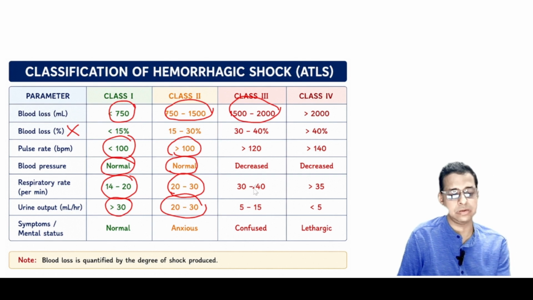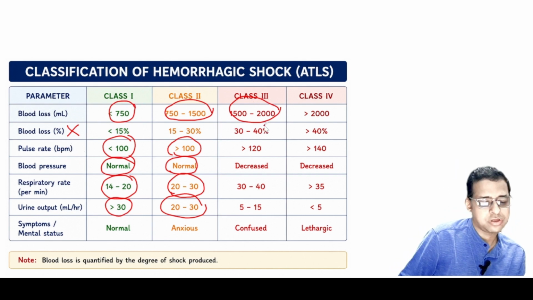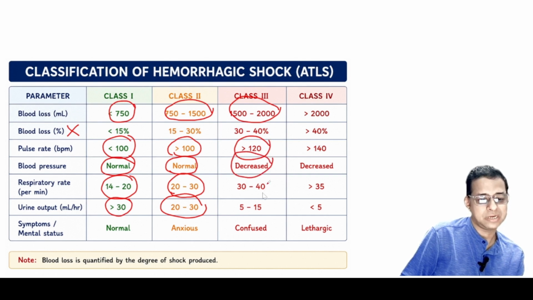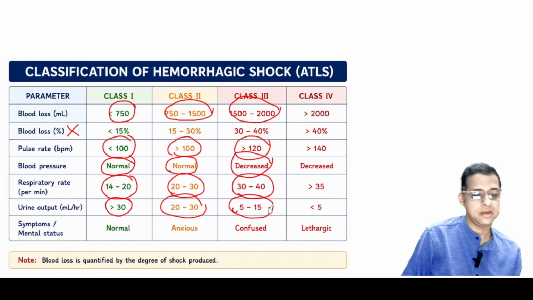Okay, and here is third class, 1500 to 2000 ml, and definitely you're going to have greater than 120 bpm, and blood pressure is decreased, and respiratory rate is 30 to 40, and the urine output is 5 to 15. Okay, this becomes oliguria here, oliguria, and in class 4 it is anuria, anuria.